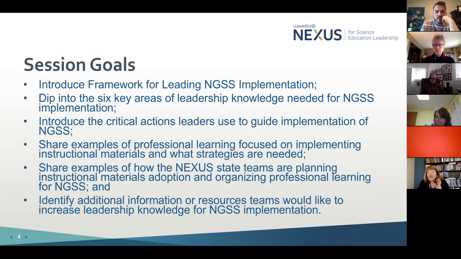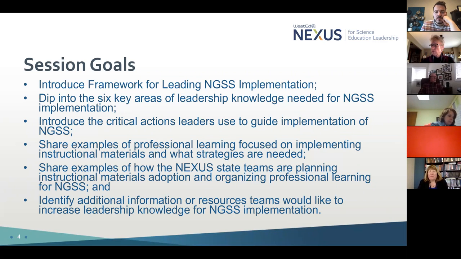We want to introduce the critical actions that are in the framework. Those are, at least when we developed it, the key areas that any leadership team thinking about implementation should have on their list of things to do. We'll also ask you to share some examples of professional learning focused on implementing instructional materials and what strategies are needed. We'll talk a little bit about that in the context of introducing our framework for professional development design, but I want to hear more from all of you around that, as well as examples of how you're planning instructional materials adoption and organizing professional development.